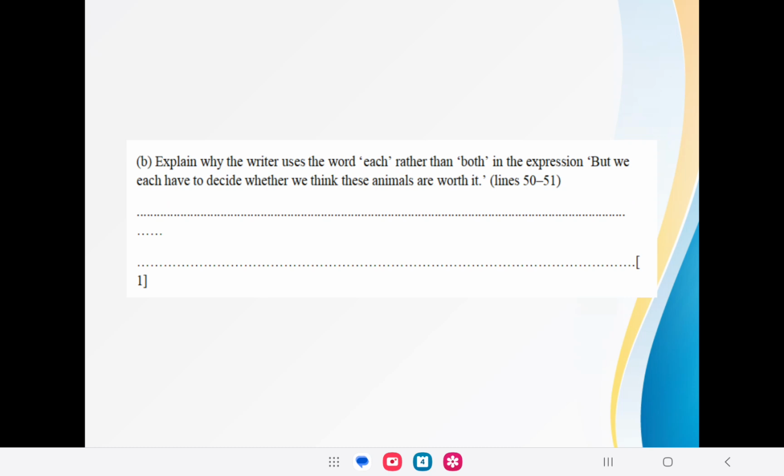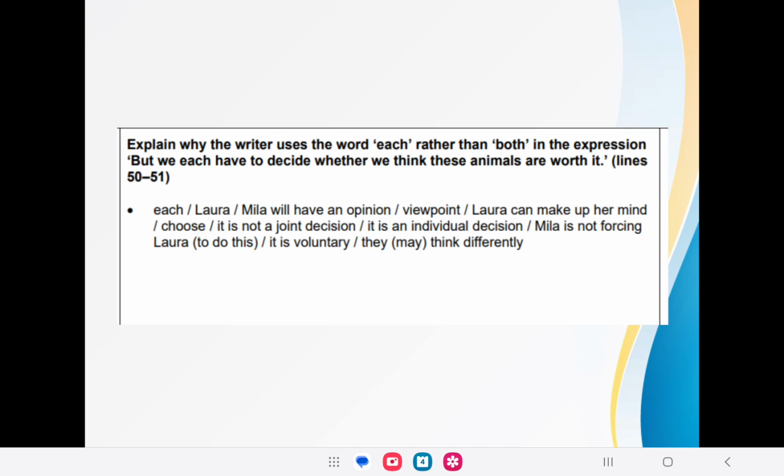That is also an easier question, because both of them separately had to take their decision. They were not going to decide it together. They were going to decide it as a human being, as their own self. Now look at this. Each, Laura and Myla will have an opinion, a viewpoint. Laura can make up her mind, choose. It's not a joint decision. It is an individual decision. Myla is not forcing Laura. It is voluntary. They may think differently. So that's why the writer chose the word each instead of both, and that's the complete answer.